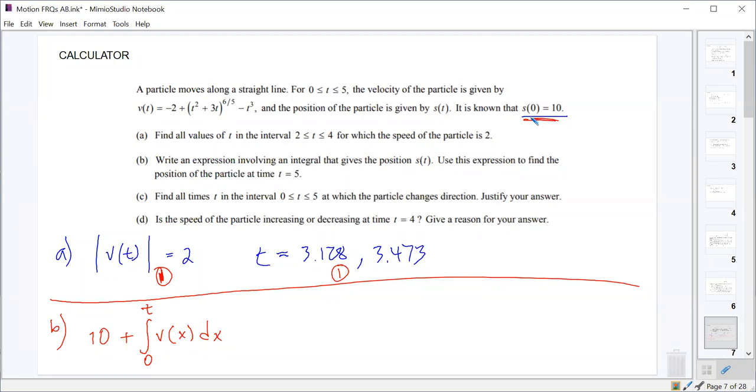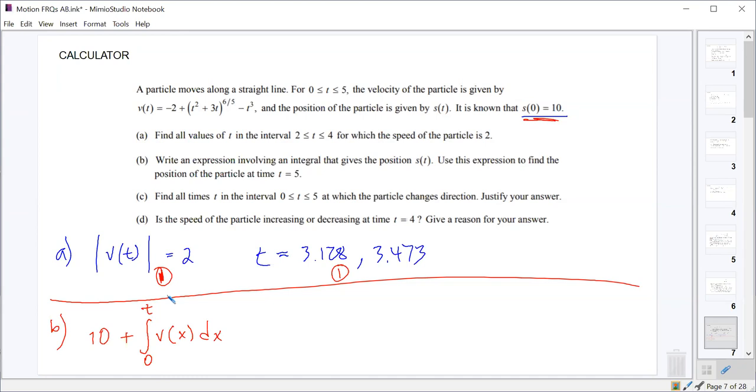If they told us that s of 1 was 10, not s of 0, then this integral would go from 1 to t. If they told us that s of 2 was 10, we'd do 2 to t. If they said that s of 0 was 17, we'd have a 17 out here and go from 0 to t. Everybody good with the first part of B there? Yep. All right.